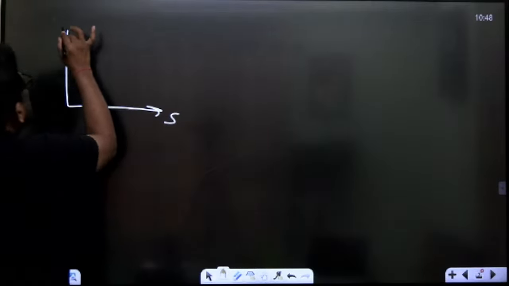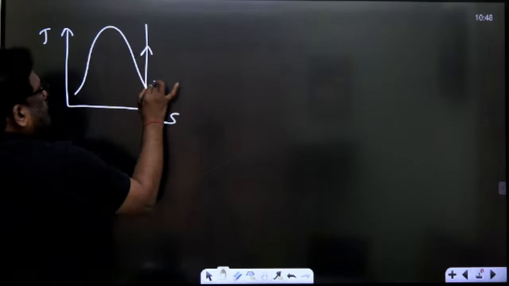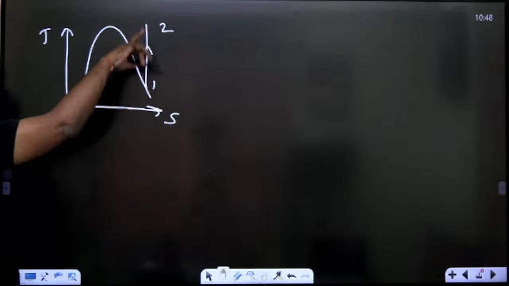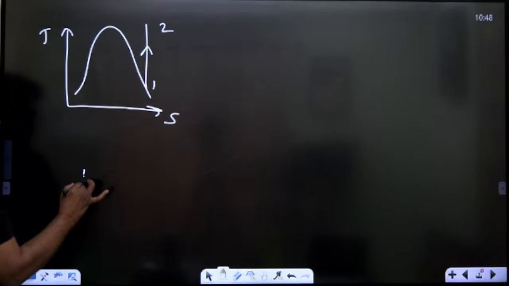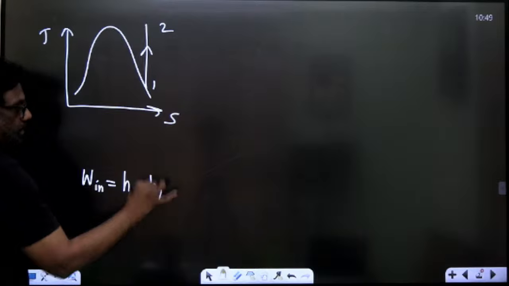Generally, it will be easy for me if I represent on this diagram. What is this process? Isentropic. In which component is this happening? This is occurring in the compressor. So what is the work input to the compressor? Yesterday I derived H2 minus H1.